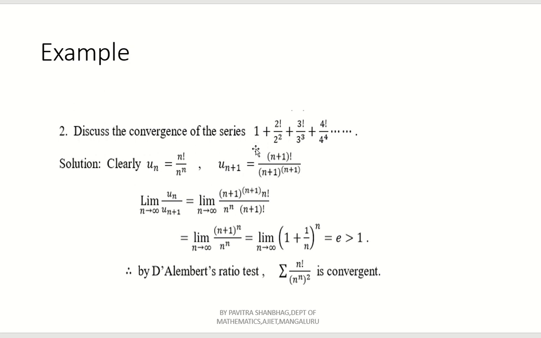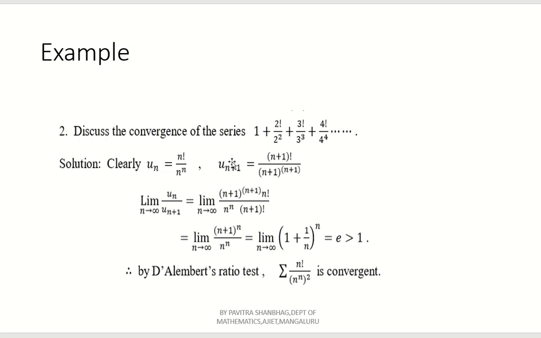1 factorial by 1 power 1, 2 factorial by 2 power 2, 3 factorial by 3 power 3, 4 factorial by 4 power 4. Similarly, if you continue like this, n factorial by n power n, right? So that itself is the nth term of the given series. That is, un equal to n factorial by n power n. So just replace n by n plus 1. What you will get? You will get the n plus 1th term of the series, right?